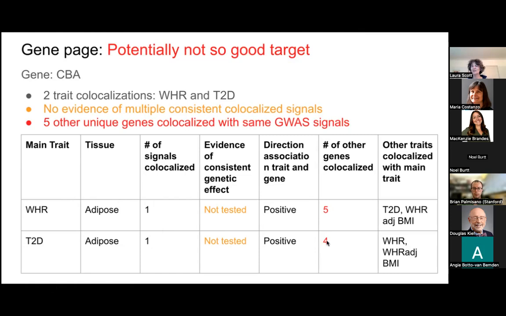So this may be a gene that, if you're thinking of drug targets, you both do not have evidence of consistency, you really don't have certainty about direction, and you've got lots of other things that plausibly are colocalized here. You may still like this gene. It doesn't mean that it's wrong, but it just means that the genetic evidence is not so strong.